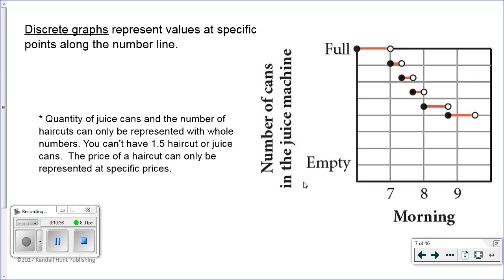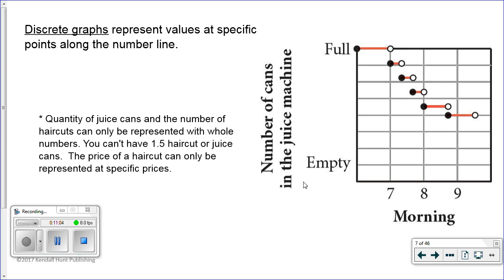For example, the quantity of juice cans in a machine and the number of haircuts can only be represented with whole numbers. I'm not going to say that I have 1.5 cans of juice left in the machine or 15.75 cans of juice left in the machine. I can't do that. So I really shouldn't be connecting all points on the graph. These should be represented at specific values. And we'll see this in the graph on the right in a moment.